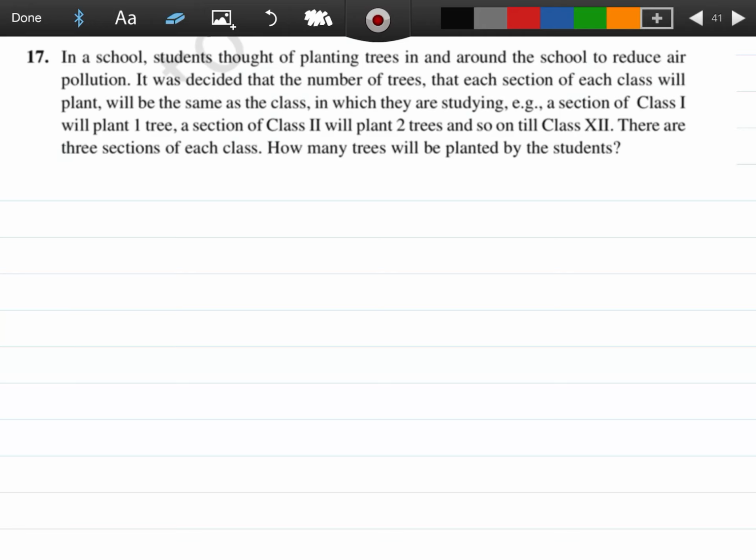Now the next problem. In a school, students thought of planting trees in and around the school to reduce air pollution. It was decided that the number of trees that each section of each class will plant will be the same as the class. That means, for example, class 1 children will plant 1 plant, class 2 children will plant 2 plants, class 3 children will plant 3 plants. And in this way, each class has 3 sections. There are 3 sections of each class. How many trees will be planted by the students? That means what we have to find, Sn we want to find.